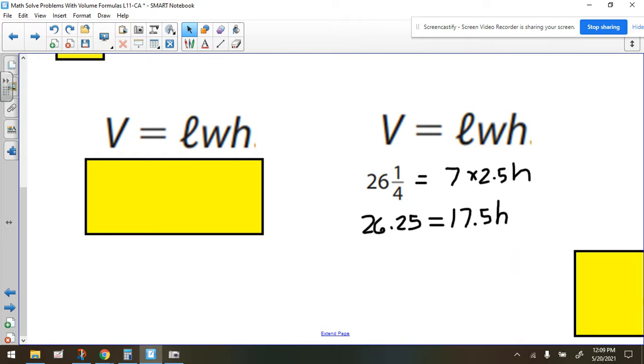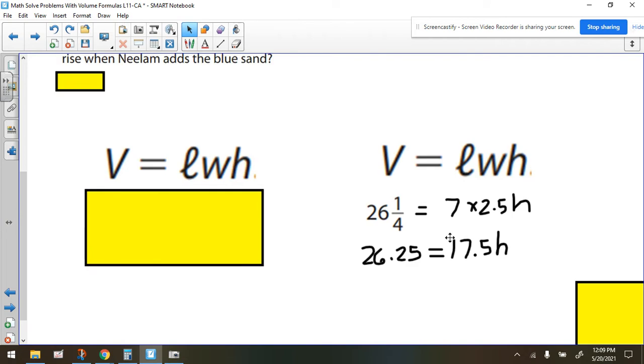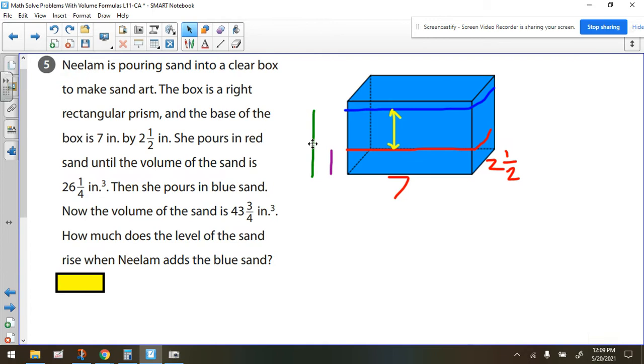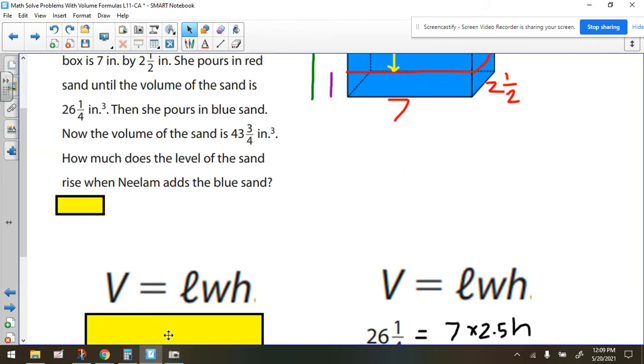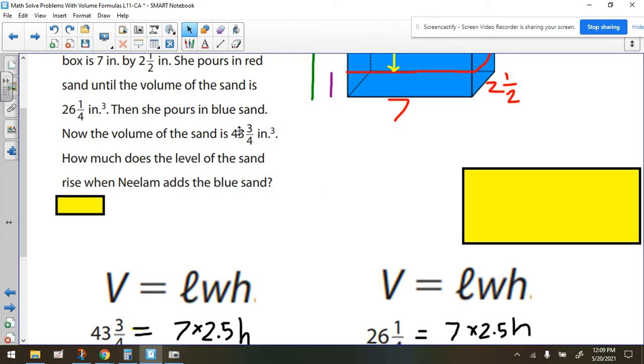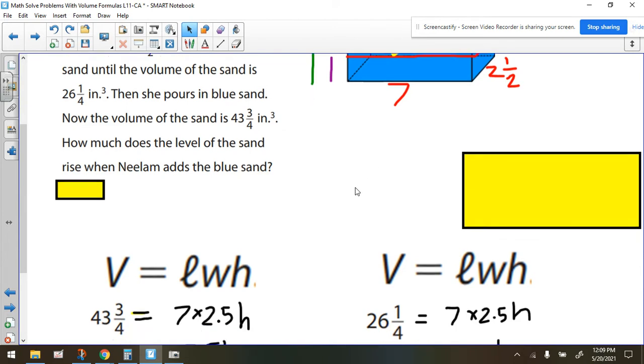All right, so let's come back to that and let's make sure we know what numbers to substitute in to get this line right here, the length of that green line. So we would substitute in this number because that's what they're telling us the volume is. And then we still need the 7 and the 2.5. That's still going to be the bottom dimensions.